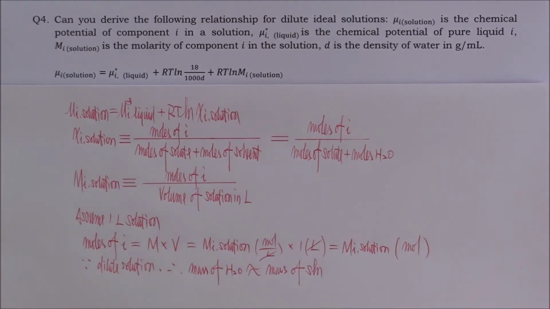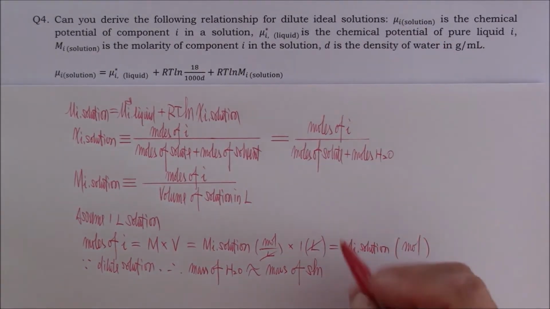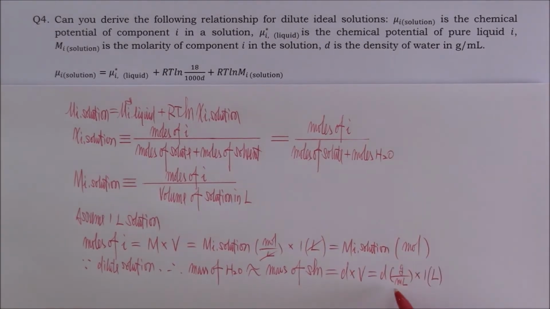The mass of the solution can be calculated by using the density of water and the volume of the solution. Because it is a dilute solution, the density of water is roughly equal to the density of the solution. This is milliliter, this is liter. Therefore, we need another conversion factor. Then we can get the mass of solution and also the mass of water. The unit is g. To avoid any confusion, I put the unit inside the parenthesis.